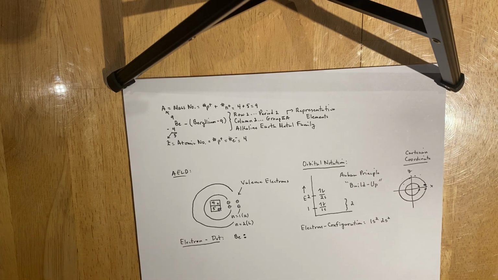So that is beryllium. The next element we're going to consider is nitrogen. We're going to skip boron and carbon for the time being.